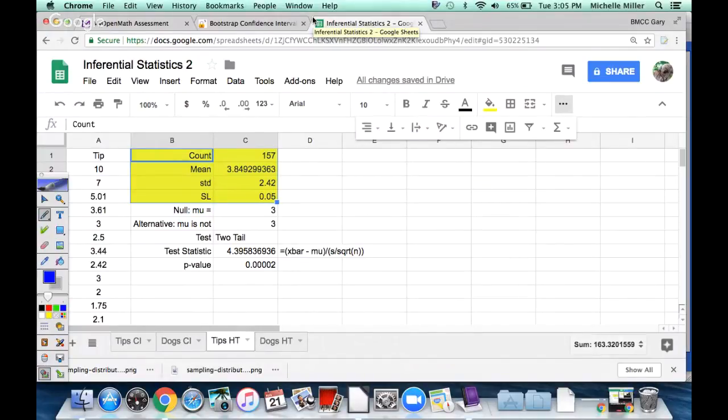Let's create a hypothesis test for a mean using the central limit theorem. So here I have a spreadsheet set up to do that. I'm going to go through how to set up such a spreadsheet.